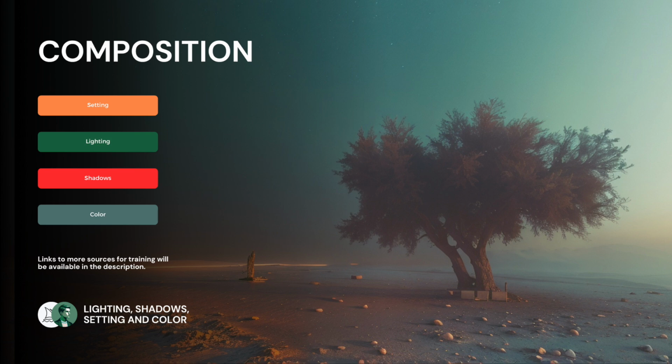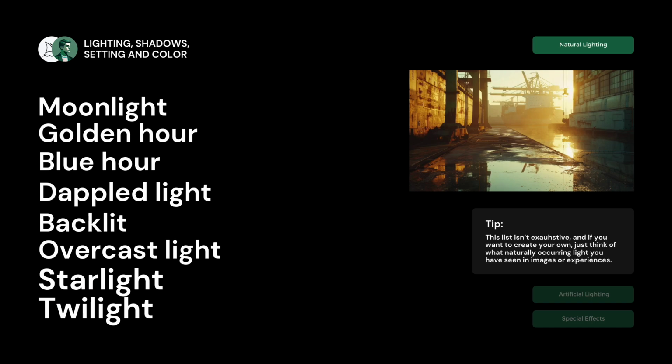So that's setting briefly. Switching over to lighting, there are 3 kinds of lighting I'm going to cover here. Some people you'll see on X or other platforms break it out into more, but this is what I want to do for this video. So here's natural lighting, the first of the 3. And here are some keywords that you can add to your prompts to get natural lighting.